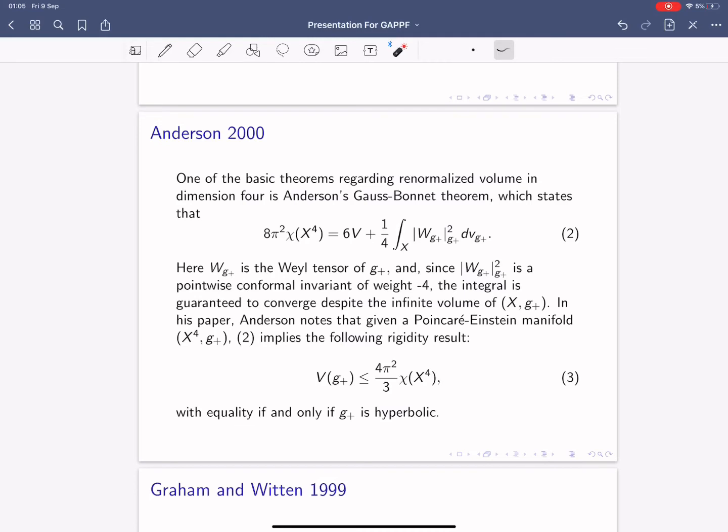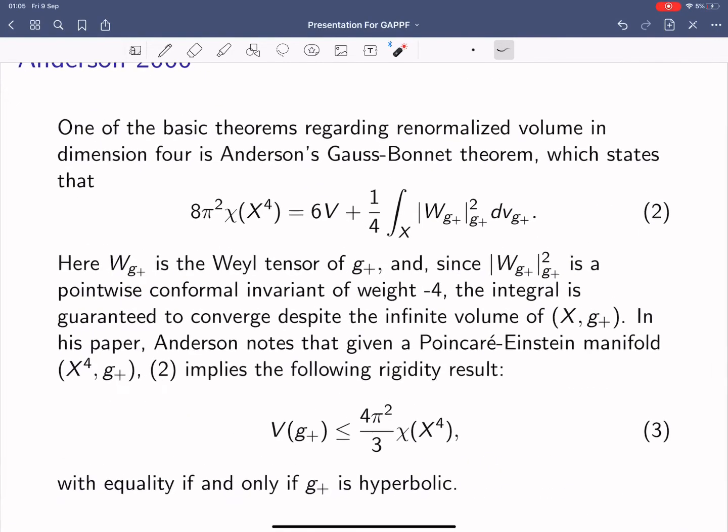There's also a nice rigidity result that comes with this. If you just look at this for a minute, you can write down the following inequality. And you get equality if and only if the Weyl tensor vanishes. For a Poincare-Einstein manifold, the components of the Weyl tensor just measure the failure of the Riemann tensor to be constant curvature, basically. So we get equality here if and only if this is 0, which is equivalent to G plus having constant curvature. So that's why it's equality if and only if G plus is hyperbolic. It's a nice rigidity result.